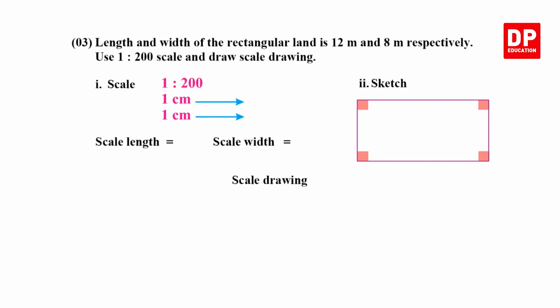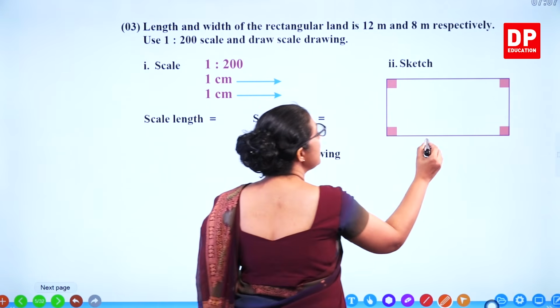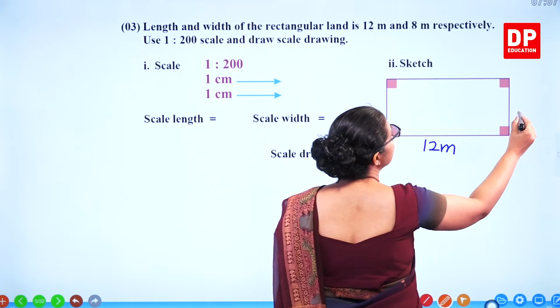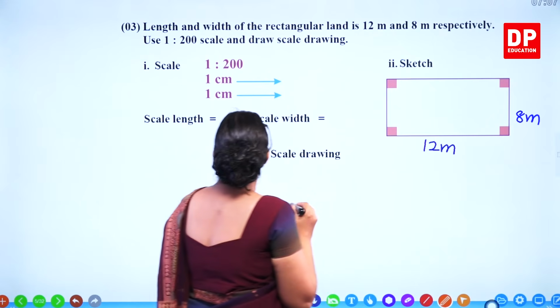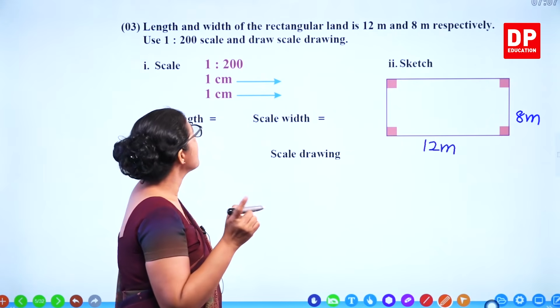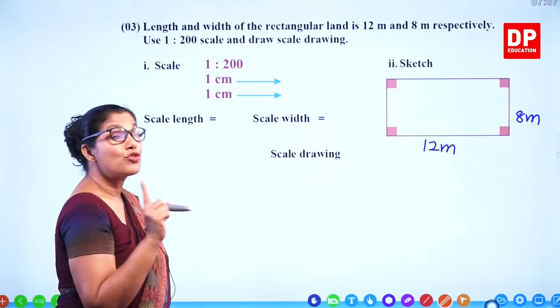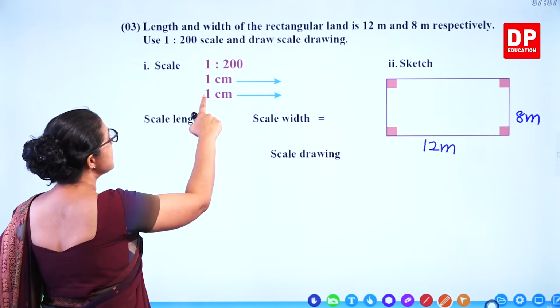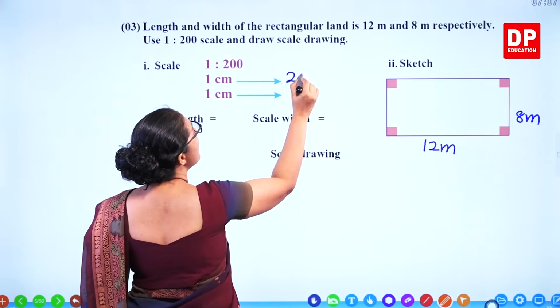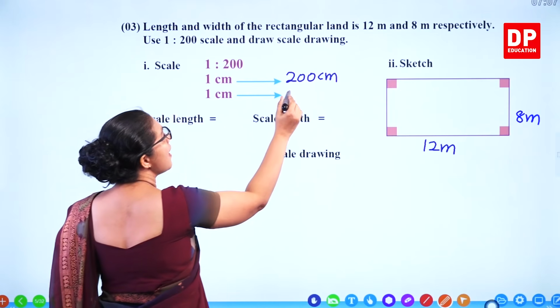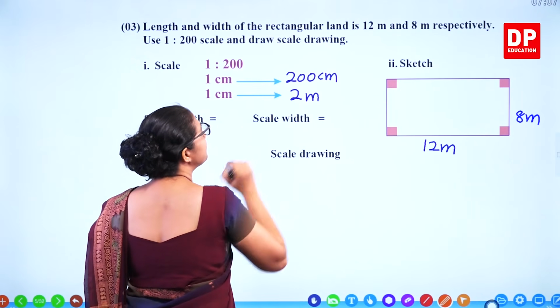Length and width of the rectangular land is 12 meters and 8 meters respectively. So length is 12 meters and width is 8 meters. Use 1 to 200 scale and draw the scale drawing. Okay, so 1 to 200 means 1 centimeter represents 200 centimeters. So that means when you divide by 100, you get 2 meters.